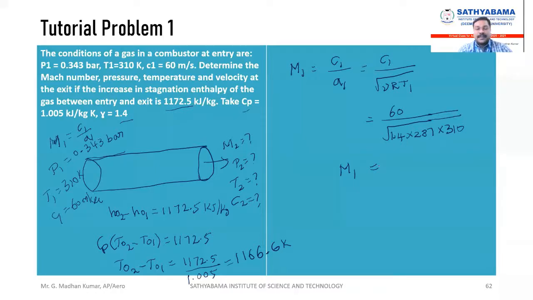Student, you can use the parentheses for simplifying in calculator, because we have square root term in the denominator. So 60 divided by, use parentheses and then put square root, again parentheses, and then open it, and then 1.4 into 287 into 310, close the parentheses. Once again, students.